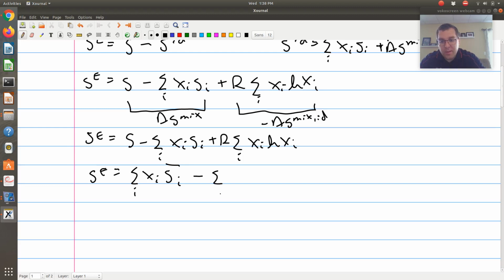So it'd be a minus sum over i, x_i, s_i. And while I'm at it, just like if you think back to our ideal solution notes, and we do these matching exercises to get expressions for my partial molar properties, I'm going to bring R into my sum. So I'm going to rewrite this as plus sum over i x_i times R log x_i.